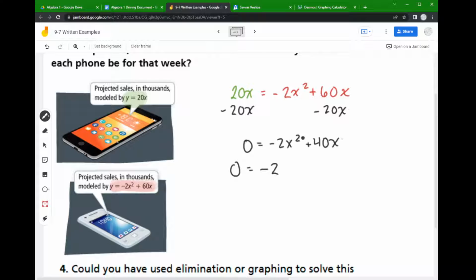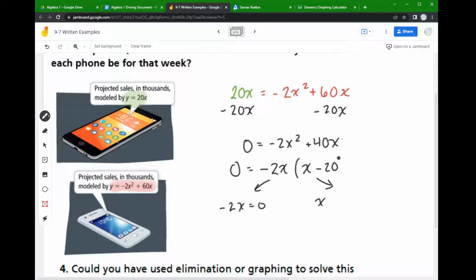And I have an x squared and an x, so I could take at least one x out with division. So here, -2x squared divided by -2x is x, and 40x divided by -2x is -20. And so now we have a product, right? We have this term times that term. So I could use the zero product property to set each of those factors equal to 0. Oops, I put an x after that 20. Silly goose.